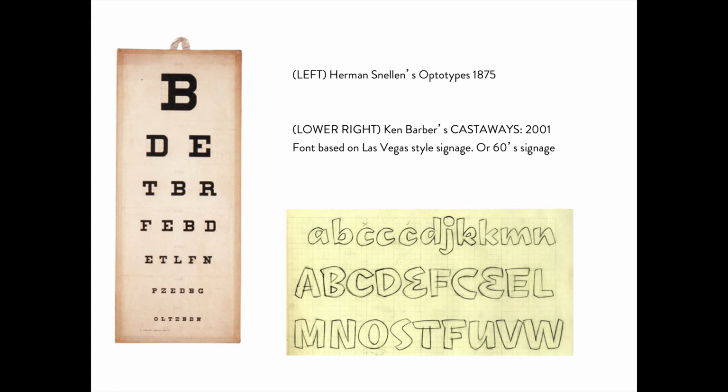On the lower right side, we're looking at Ken Barber's Castaways, which was developed in 2001. The font was based on Las Vegas-style signage, very much like you would see on old light-up signs. Although this font has a hand script appearance, it uses a grid to aid in its baseline, mean line, cap line, and X height. Look at the X height and how it stays rigid amongst all the letter forms. Also the cap line, and also the baseline. This font was published by House Industries and now is a digital typeface.